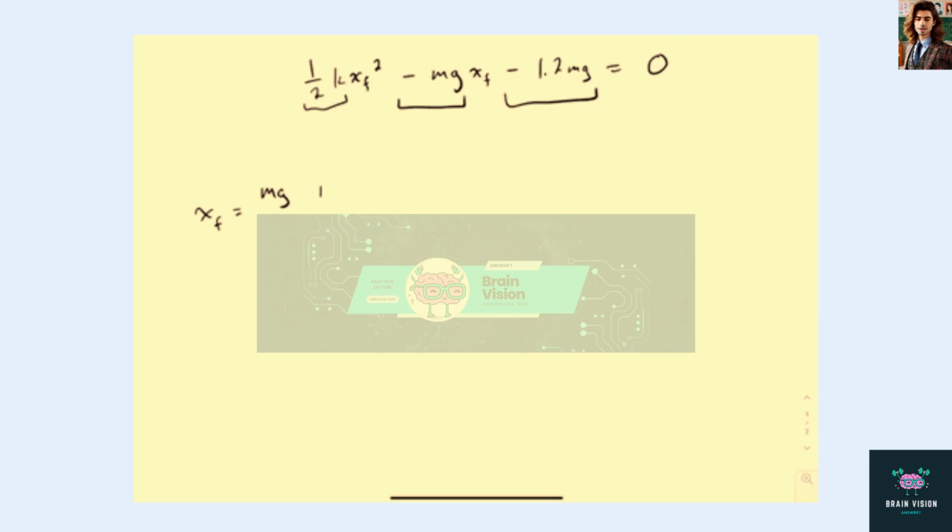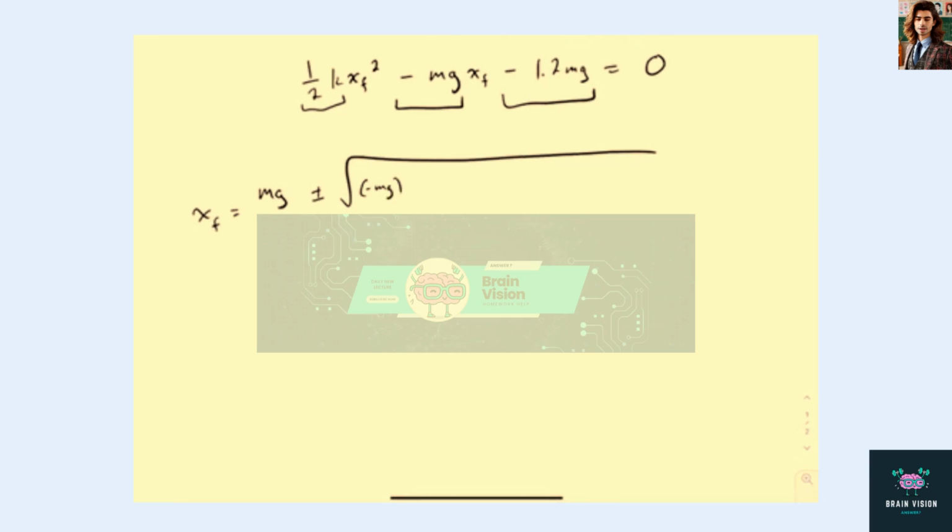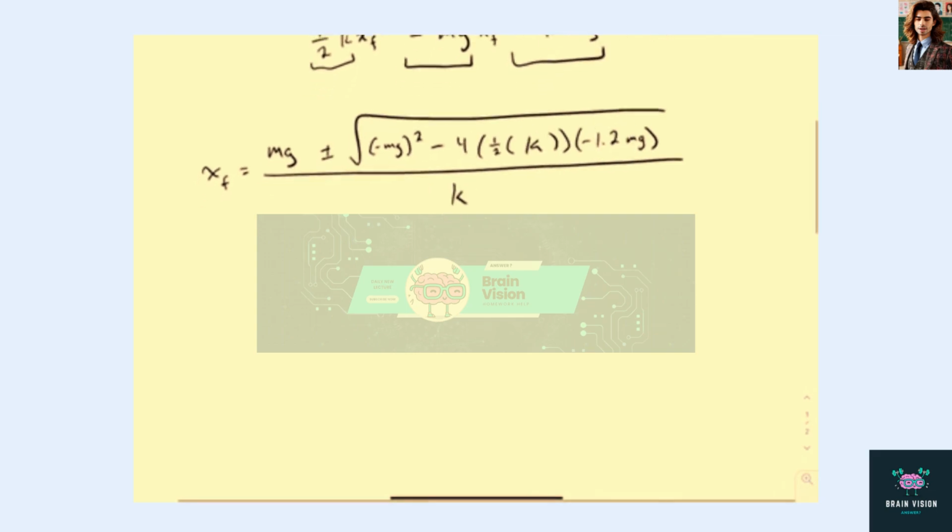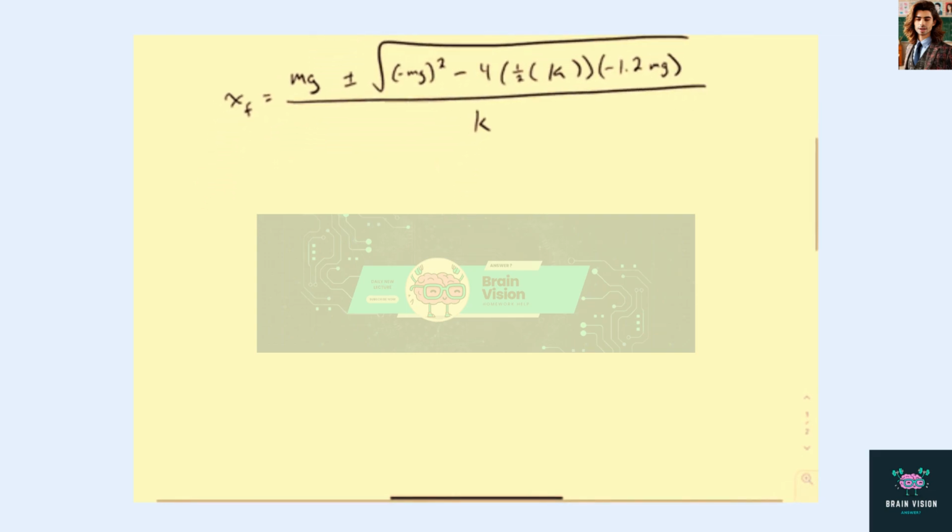So that's going to be mg plus or minus the square root of mg squared minus 4 times 1/2 times 320, which is the spring constant, and then minus 1.2 mg. I guess I didn't need to, I'm not plugging in numbers just yet. And then divide by, well, it's going to be 2 times 1/2 times k, so this is just k, because we need 2a on the bottom. So now I can plug in the numbers.